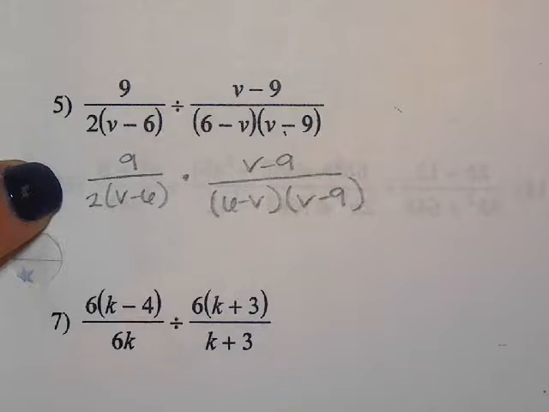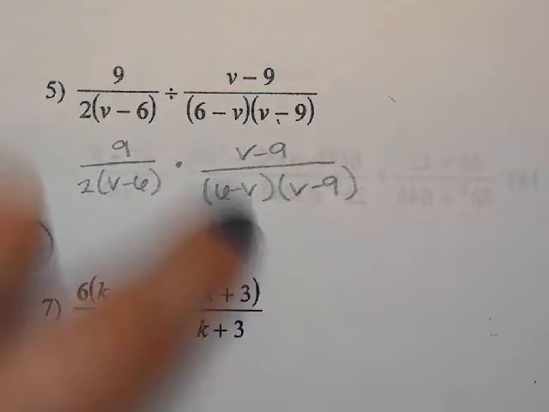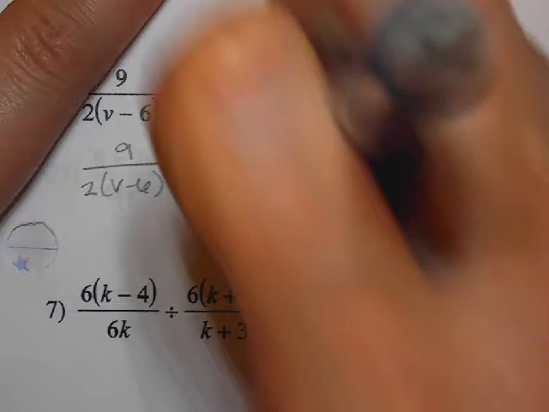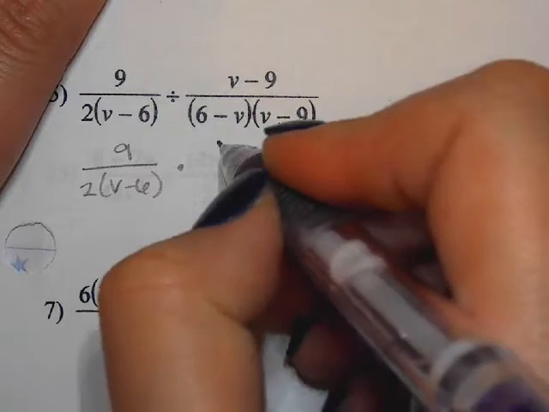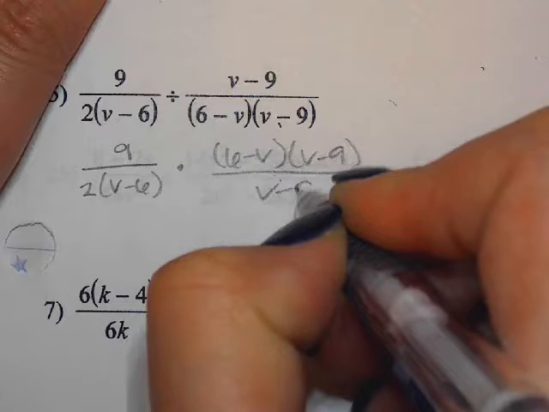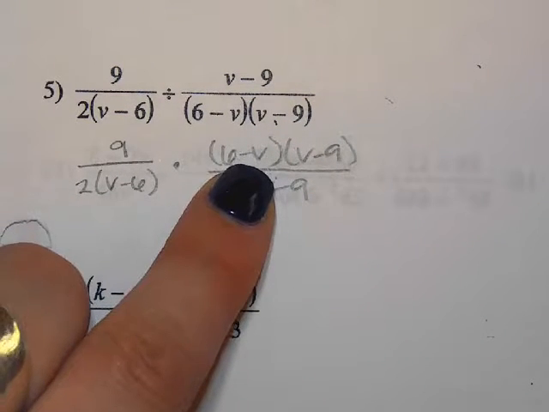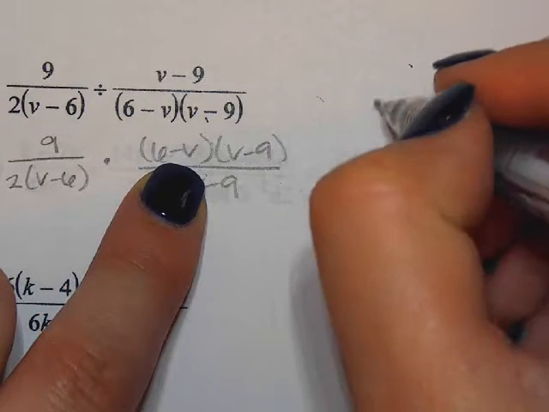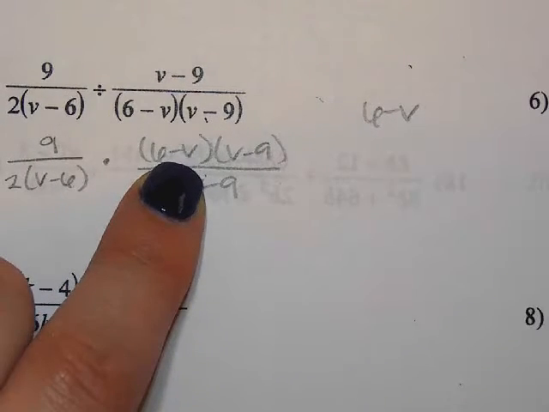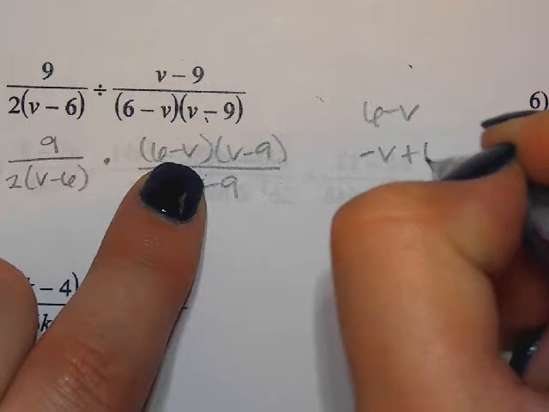And there's something weird about the problem. Oh, I wrote it exactly the same. Sorry. Okay, anyone see what's weird about it? Yeah, we have a 6 minus v right here. Okay, so I'm going to do this part off to the side. 6 minus v is written in the wrong order. What should it have been? It should have been negative v plus 6.